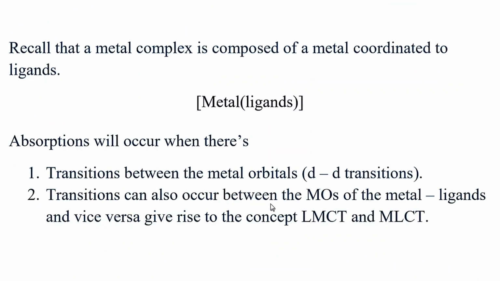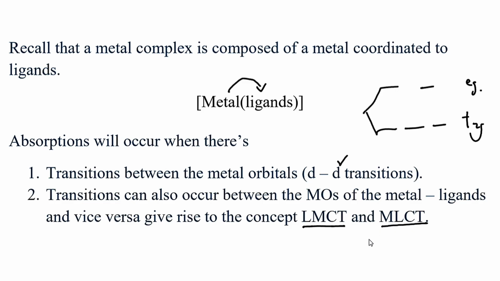Let's look at it. First of all, there's transition between metal orbitals, right? That is the transition that we saw the other time, so it occurs between the metal orbitals. Transition can also occur between the molecular orbital of the metal and the ligand, and vice versa. So this gives rise to the concept of ligand-metal charge transfer or metal-ligand charge transfer.